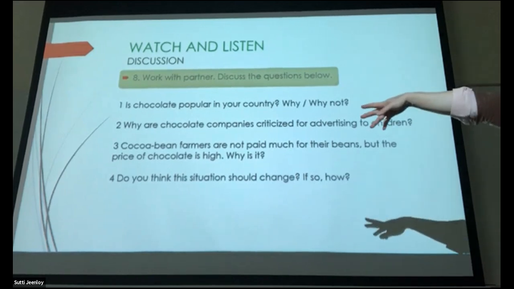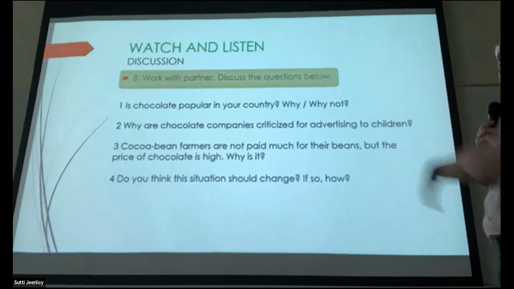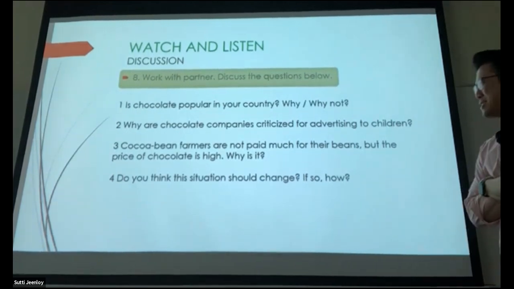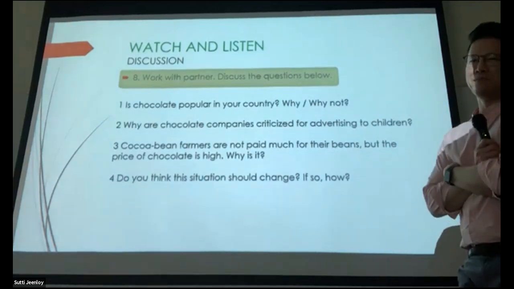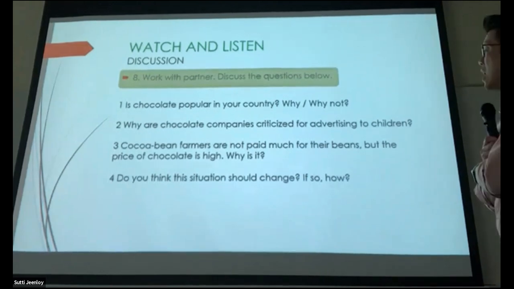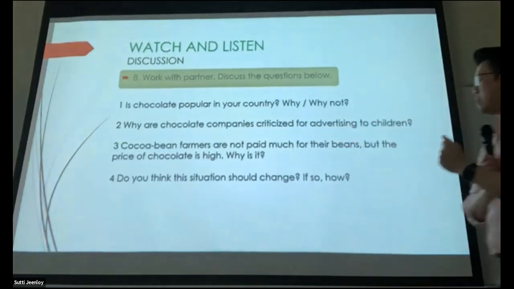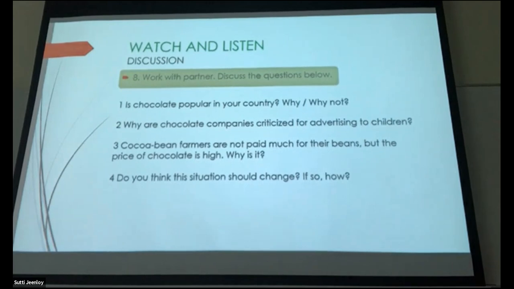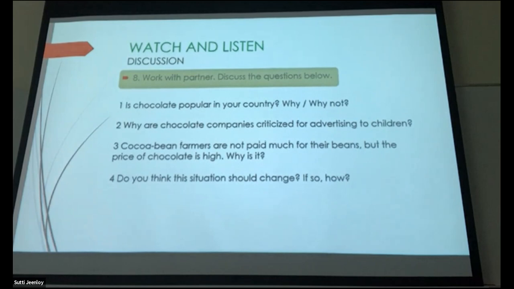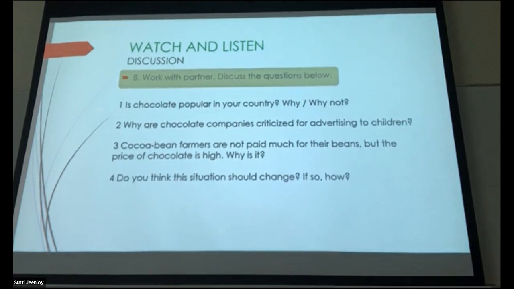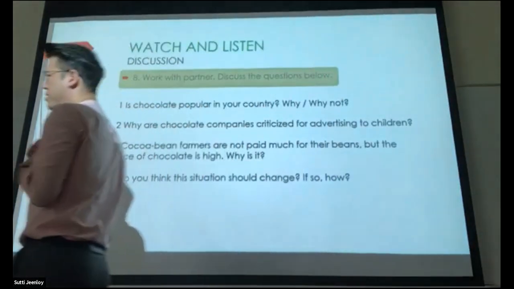So the farmers' part of the process is small, so they only get paid that much, unless they can produce it themselves. Okay, so they're not getting paid much. Do you think the situation should change? If so, how? The situation of the farmers not getting paid much while the price of chocolate is high. So who's getting all that money? Maybe the chocolate makers, maybe the middlemen. Who knows? But do you think the situation should change?